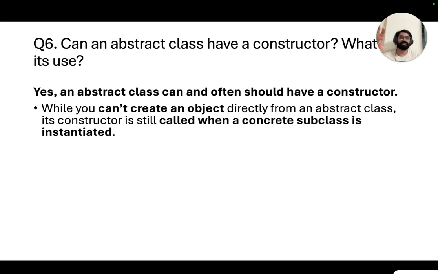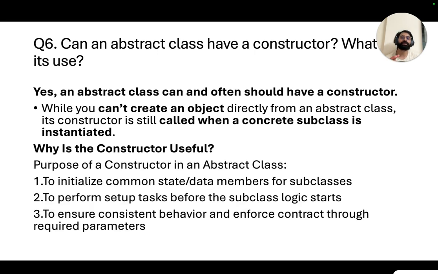Let's say you have an abstract class and you are using inheritance, and you have a subclass extending the abstract class. If you create the object of your subclass, then the constructor of the parent class, that is the abstract class, will be called. Why is the constructor useful in this case? The first purpose is to initialize the common state data members of a subclass. Let's say you have some properties which you want to initialize. Then the constructor will be very useful to perform setup tasks before the subclass logic starts.